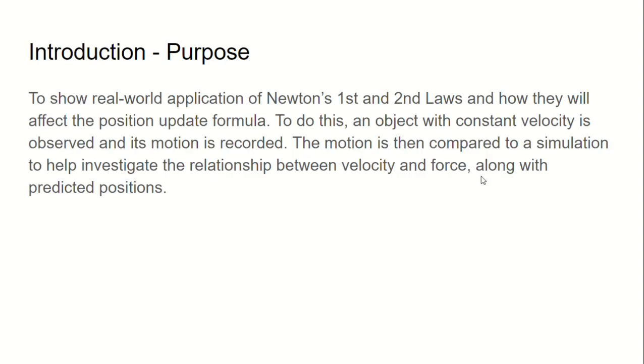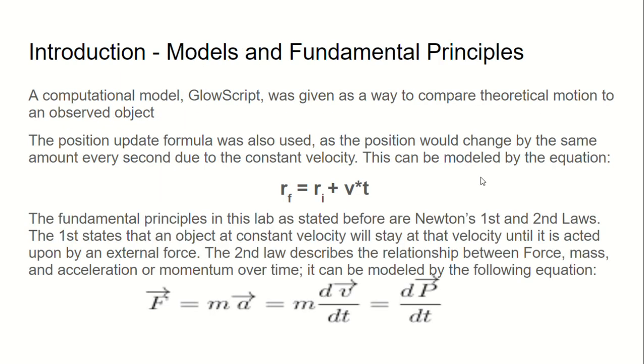The purpose of this lab is to show the real-world application of Newton's first and second laws and how they will affect the position update formula. To do this, an object with constant velocity is observed and its motion is recorded. The motion is then compared to a simulation to help investigate the relationship between velocity and force, along with predicted positions. A computational model, GlowScript, was provided as a way to compare theoretical motion to an observed object.